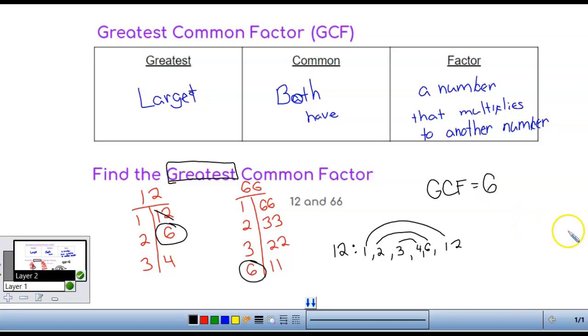Over in this corner, right here, I'd like it to tell me which method you like better, the T-chart or the rainbow. Just over in that bottom corner.